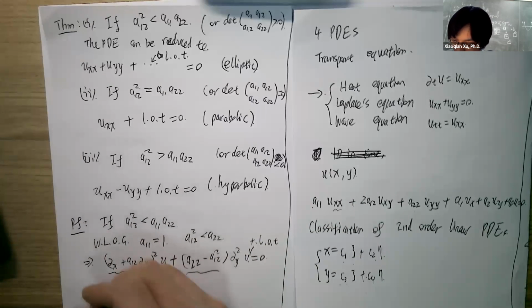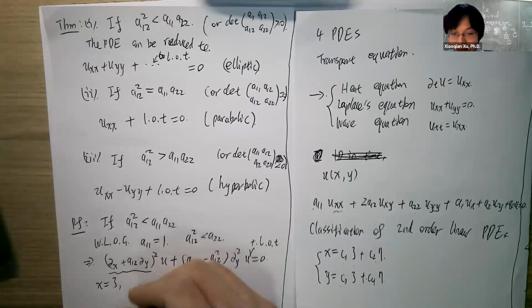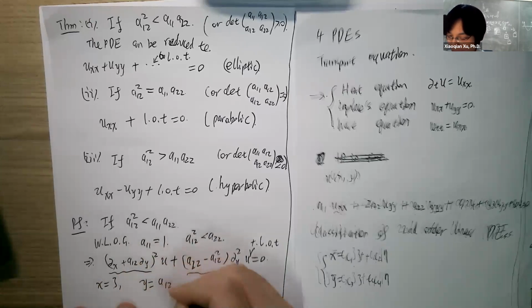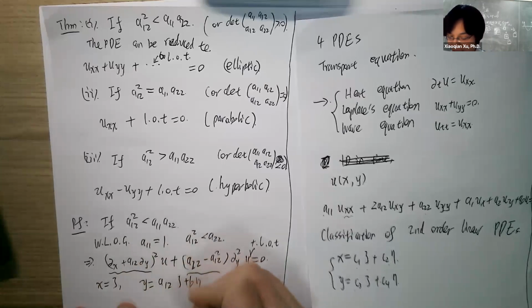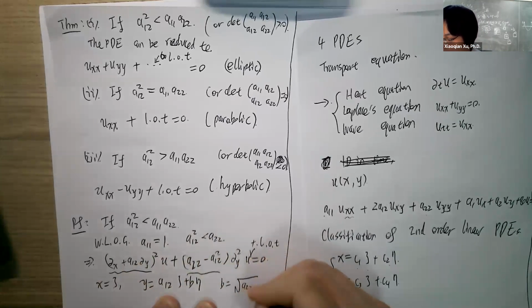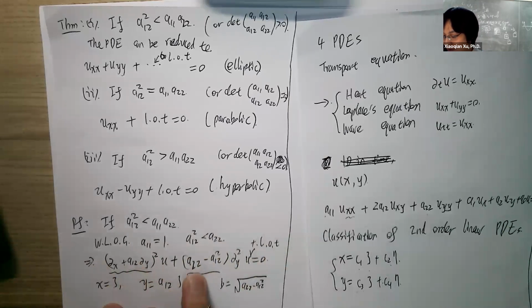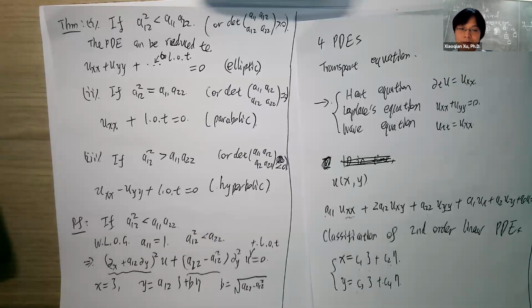Well, the linear transformation is like this. We set x equals xi and y equals a12 xi plus b eta, and b equals the square root of a22 minus a12 squared. So basically it's like the inverse of the matrix with entries 1, a12, and the square root of a22 minus a12 squared, something like that.